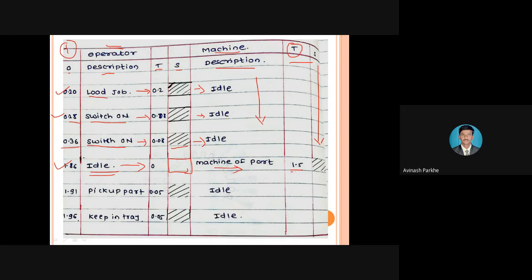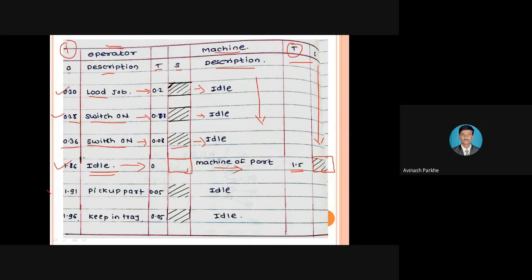How much amount of time is required? 1.5 minutes. Maybe consider minutes. 1.5 minutes, and in front of that, you can see here, the symbol is represented in the form of a hatching line. Means once the operator is in idle condition, at that time your machine is started and the machine is performing its operation on that particular part, and the working of that machine is represented by the hatching line. Once the operation is over, your machine will get stopped.